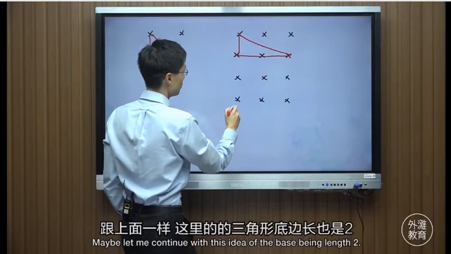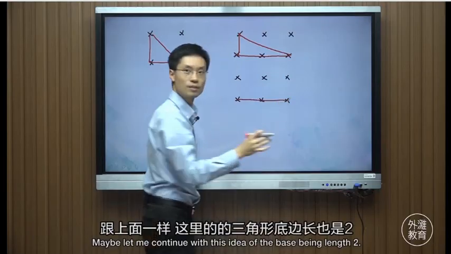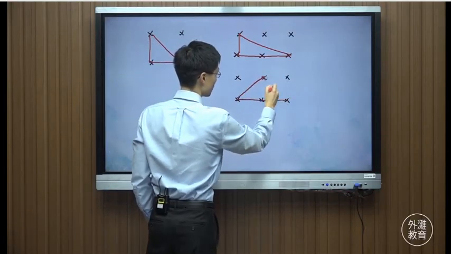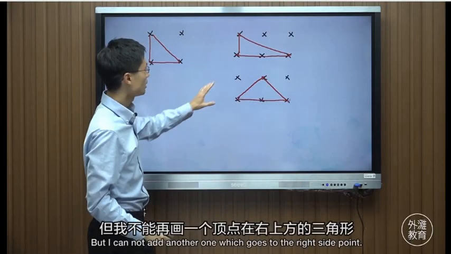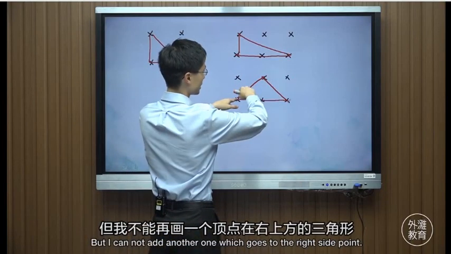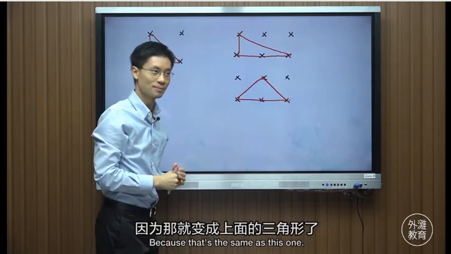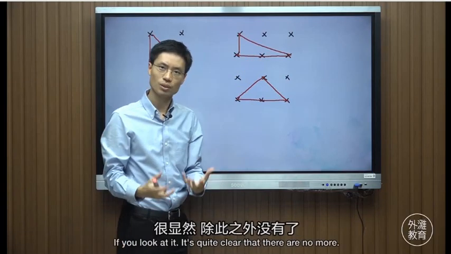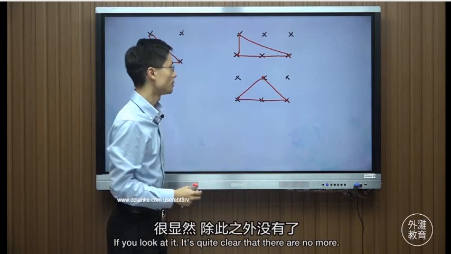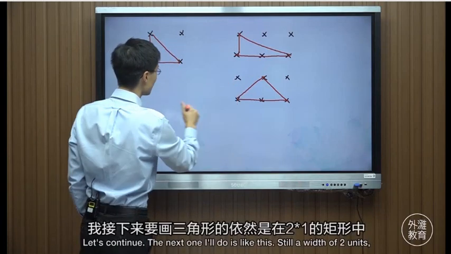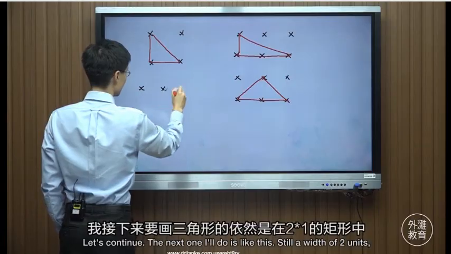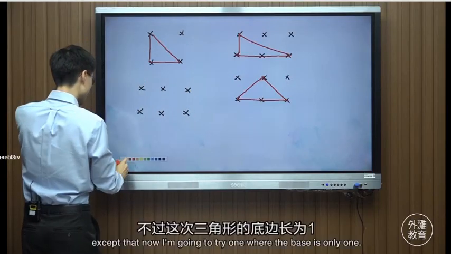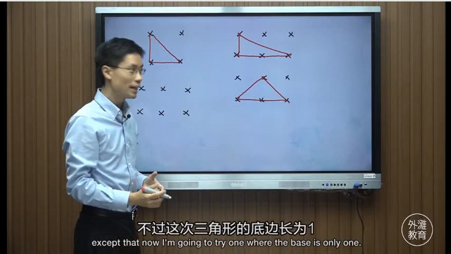The next one, maybe let me continue with this idea of the base being length 2. I could also do this. But I cannot add another one which goes to the right side point because that's the same as this one. Are there any more with a base of 2? If you look at it, it's quite clear that there are no more. Let's continue. The next one I'll do is like this. Still a width of 2 units, except that now I'm going to try one where the base is only 1.